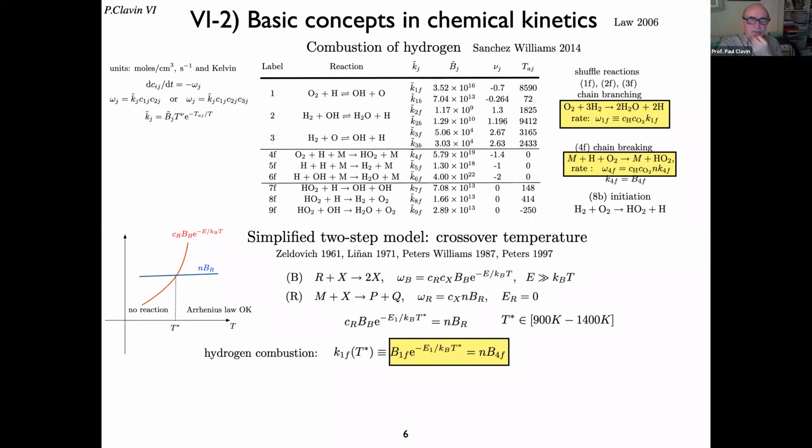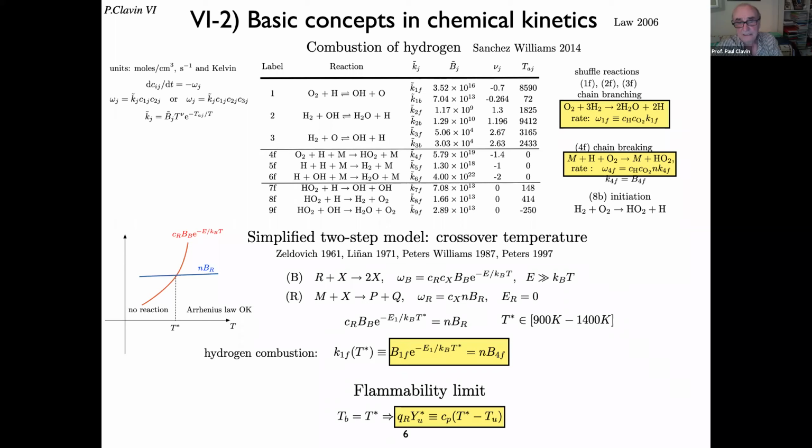This simplified two-step model with crossover is indeed valid also for hydrocarbons, more or less. There are some differences, but the main difference is that the crossover temperature, depending on the initial condition, varies between, let's say, 1000 Kelvin and 1400 Kelvin or 1500, something like that. This temperature is given by equating the two reaction rates, the rate constant of the shuffling reaction and the chain breaking reaction.